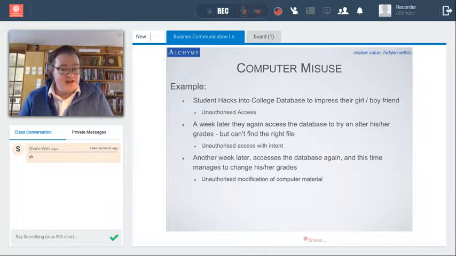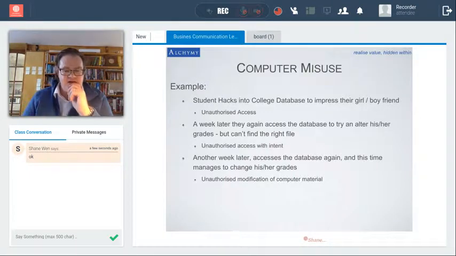Let's say they go back in a week later and think, you know, I've got in here already. Maybe I can go in and I can adjust my grades. So I go in, but I can't find the right file. But my intent was, I'm searching around in the database, looking for the file so that I can improve my grades. That's the second element: unauthorized access with intent to change, intent to adjust, to commit an offense.